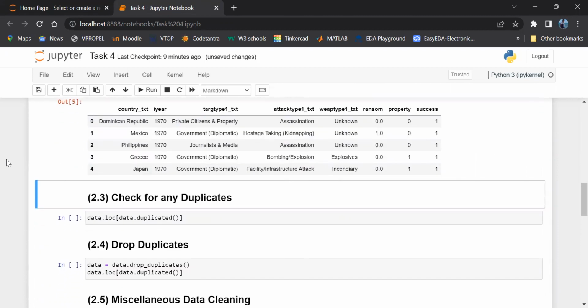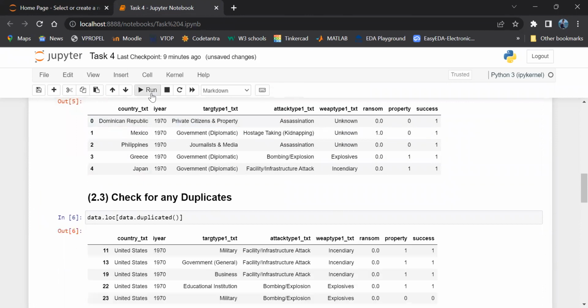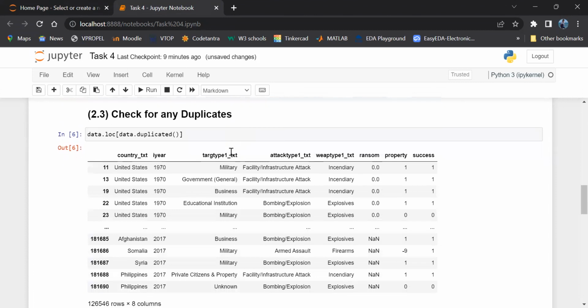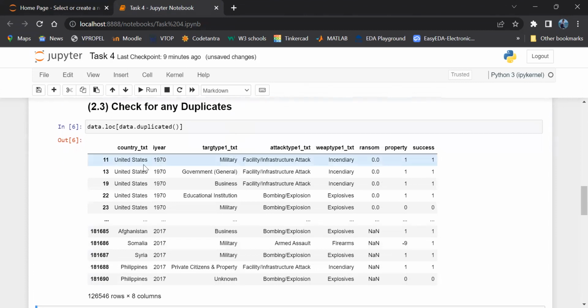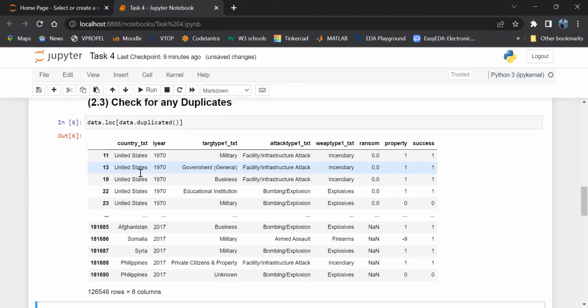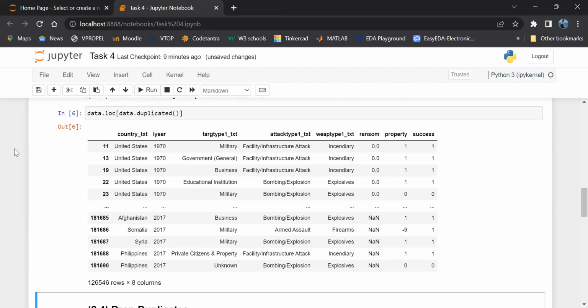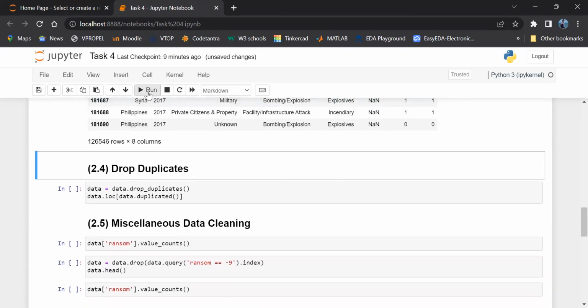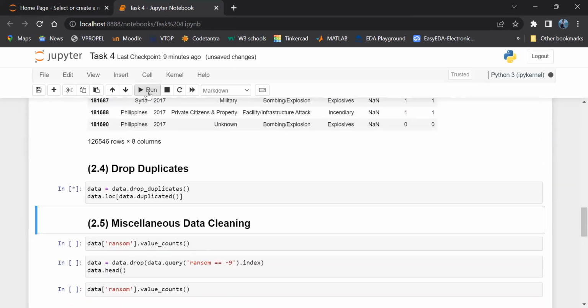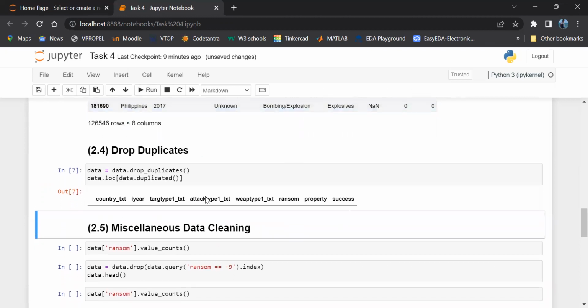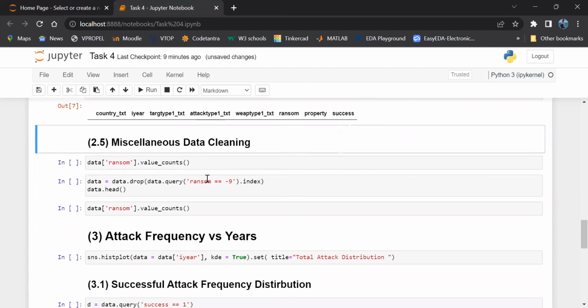Now let's check whether any duplicates exist in our dataset. It looks like there are many duplicates. Since these duplicates are useless and not good for our analysis, let's remove them. As you can see, this shows that all our duplicates are removed, which is a good thing.